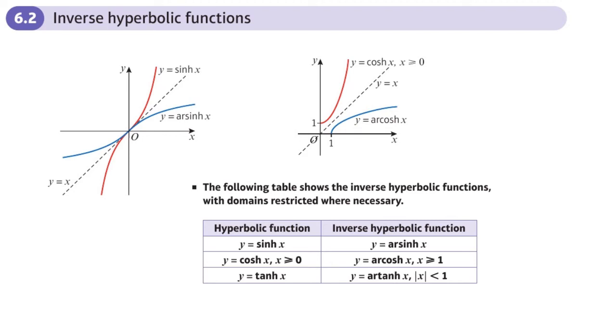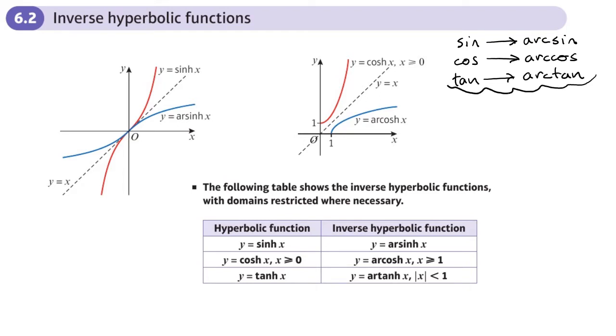This is the second section on hyperbolic functions, and this is inverse hyperbolic functions. Now, we know with the normal trig functions, so sine, its inverse is arcsine, cos, arccos, and tan, arctan. So the hyperbolic functions also have their corresponding inverses.